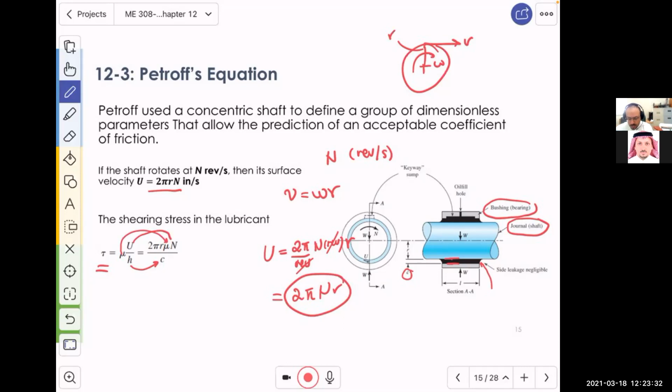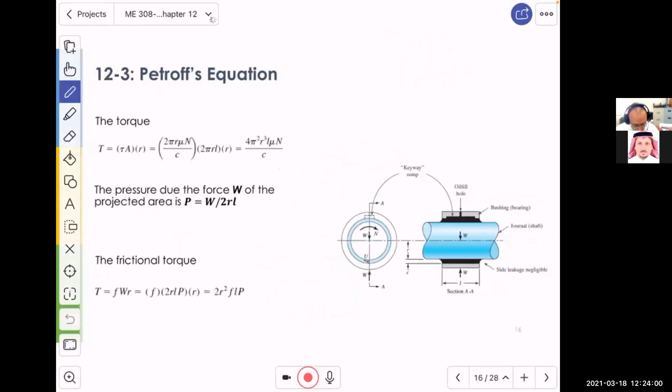Now I have the shear equation: shear equals 2 pi R mu N divided by C. Now remember, the more variables we have that are related to the design parameters, like RPM, pressure, load, viscosity, the better it becomes for us, because engineers want to deal with these numbers. Give me RPM, give me the clearance, and that's it. They want to find numbers out of these. Okay, so we move on.